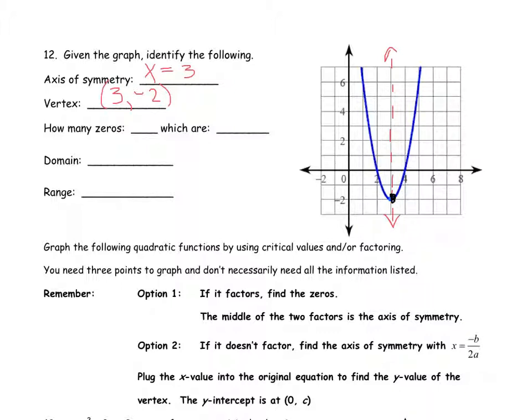Okay. How many zeros? Well, there are 2. This crosses the x-axis at 2 places. The zeros are 2 and 4. The domain, what are the values of x that will make this true? All real numbers. The range, what is the range of the y value? y is greater than or equal to -2.